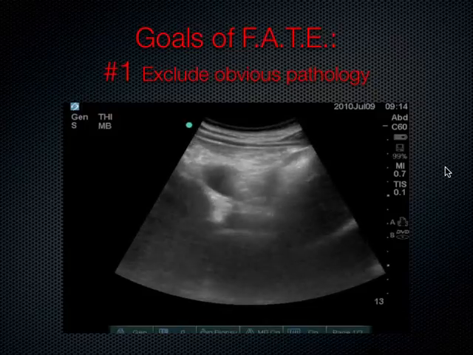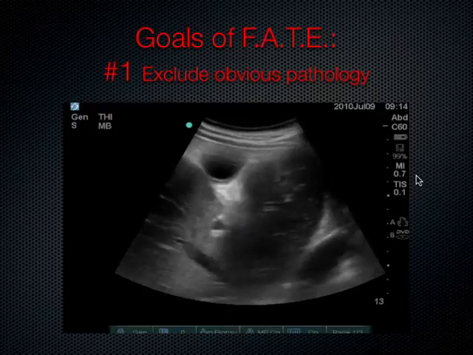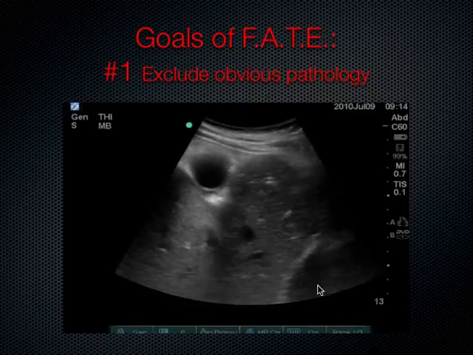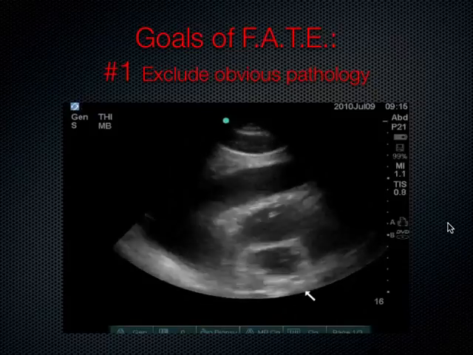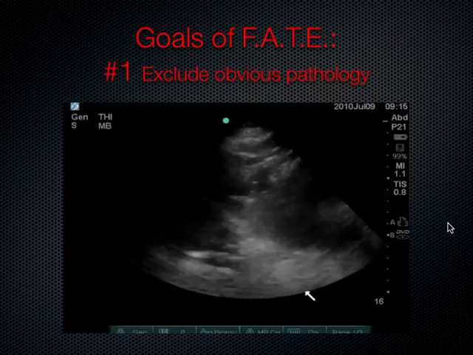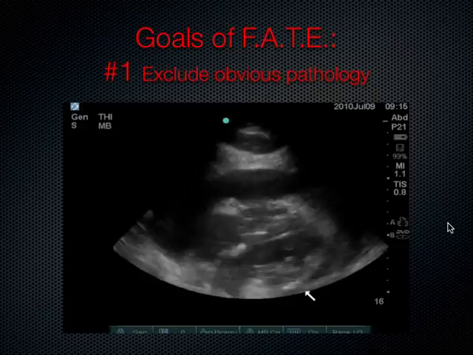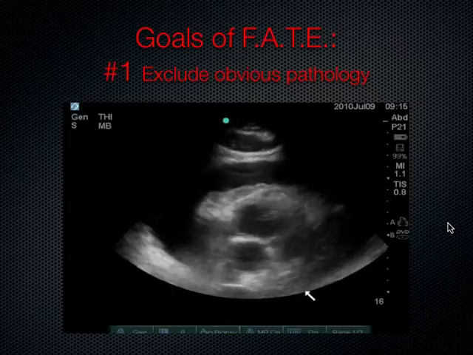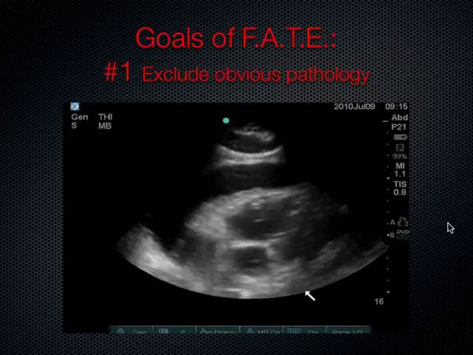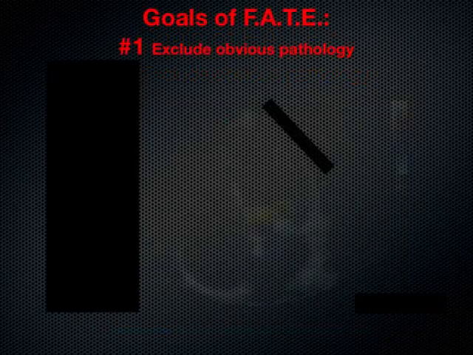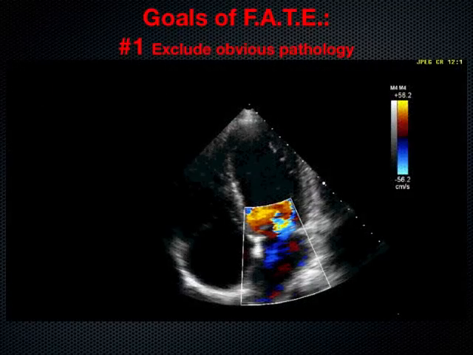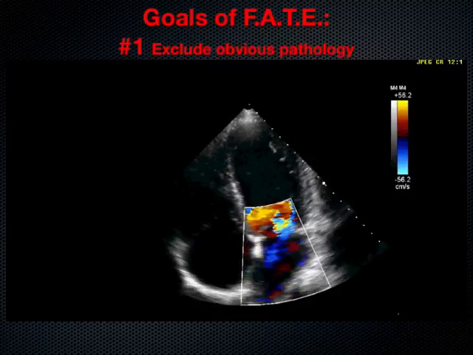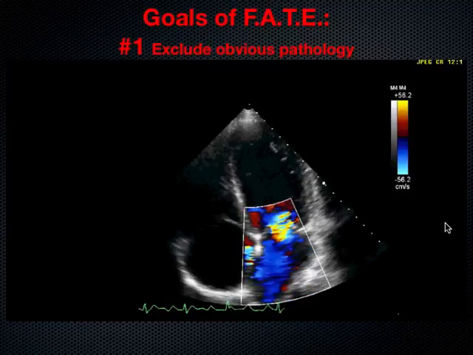And had we not gotten that piece of information, this unexpected piece of information, it would have been possible to say to the patient, well, you don't have any problems with your abdomen. We did some tests. Looks like you're ready to go home. So this is the kind of thing where ultrasound can really help out in these situations. So exclude obvious pathology. Another example of obvious pathology would be a problem with, in this case, the mitral valve.